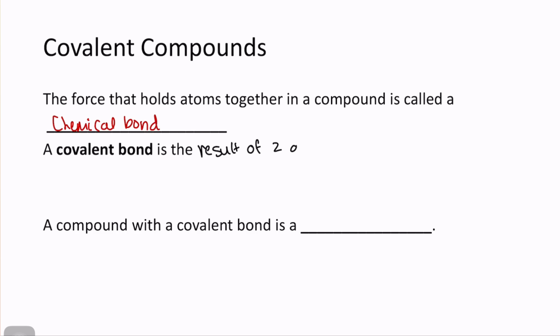of two atoms sharing electrons. So an ionic bond is the result of atoms transferring electrons and being charged, and those two charges hold the bond together. In a covalent bond, the atoms are actually sharing electrons. So a compound with a covalent bond is called a molecule.